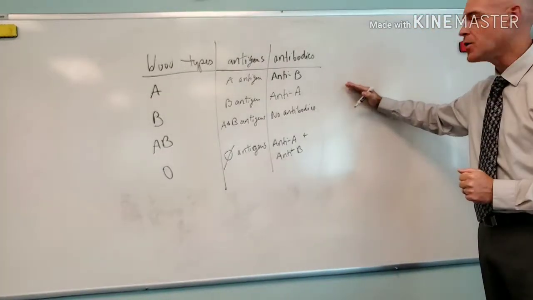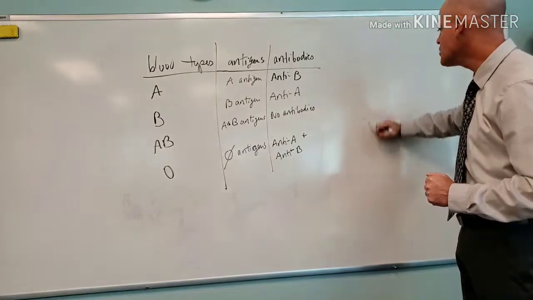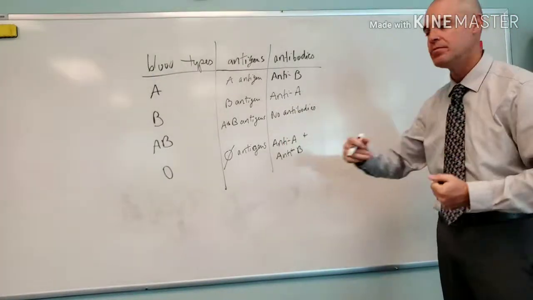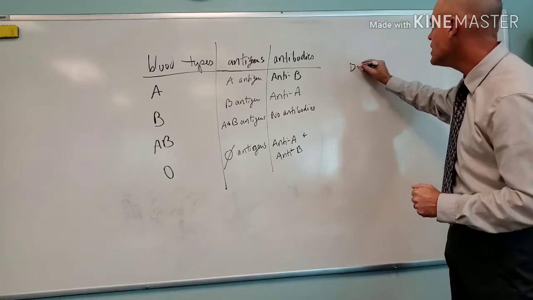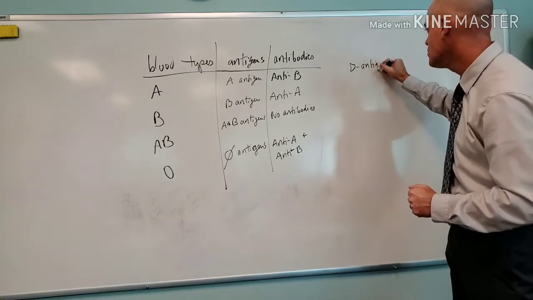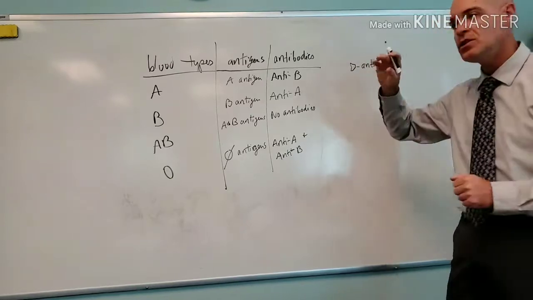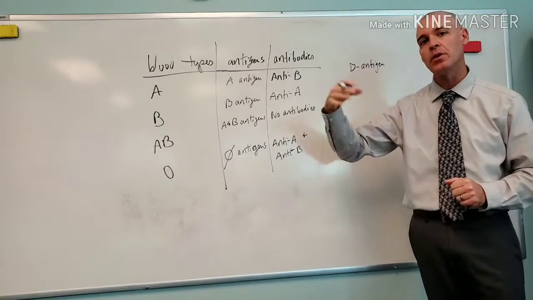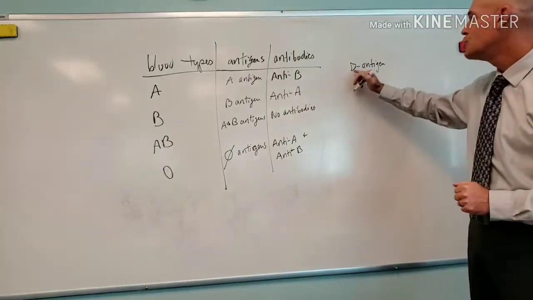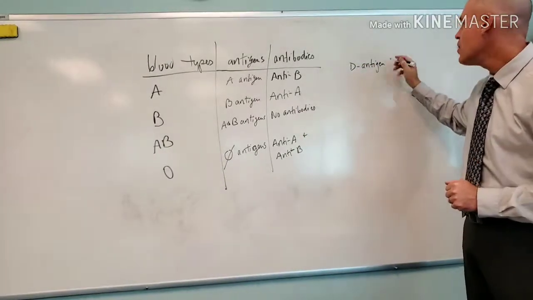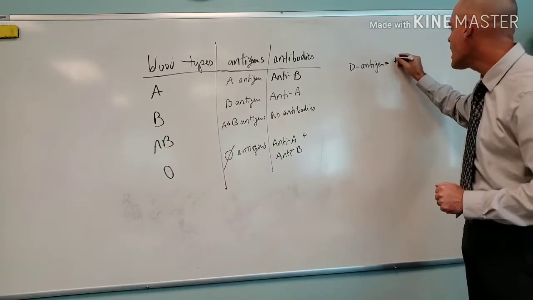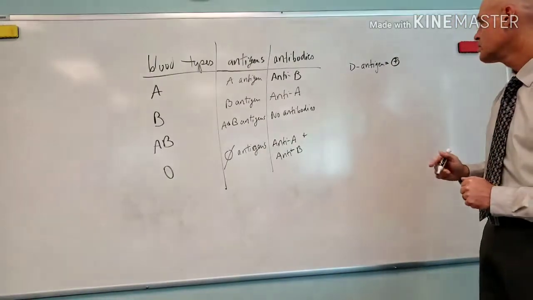Okay? So there's one more category that we could talk about, and we could put it just off to the side here, and that is whether you have a positive or negative blood type. So if you contain the D antigen, notice I'm not mentioning the D antibodies because those are not normally occurring in the body. It's just the D antigen. That simply means you have a positive blood type.